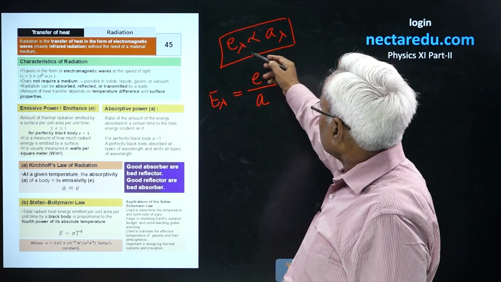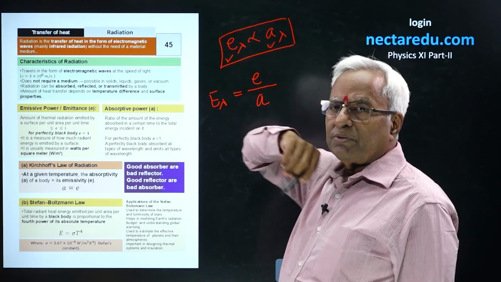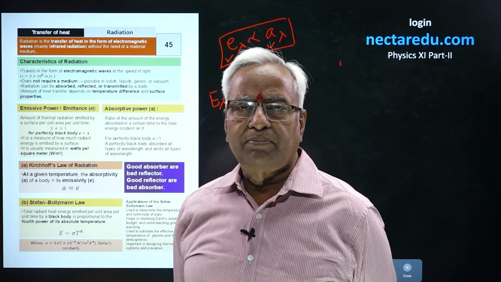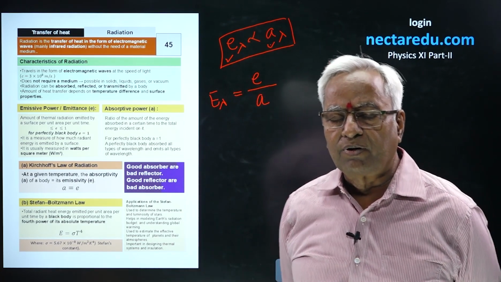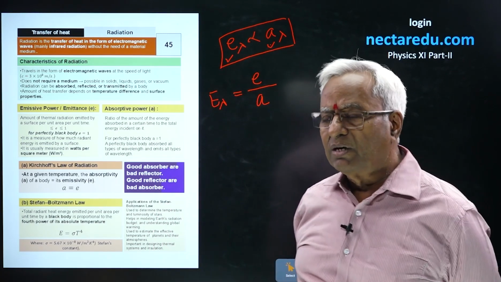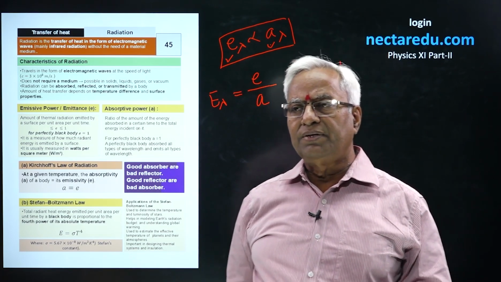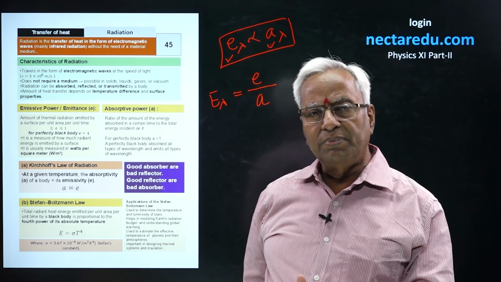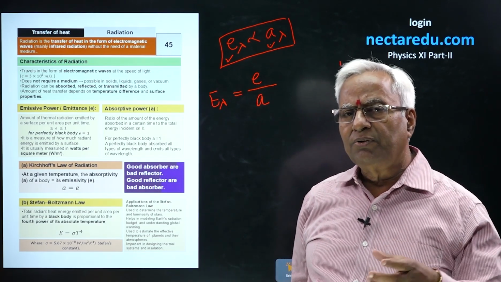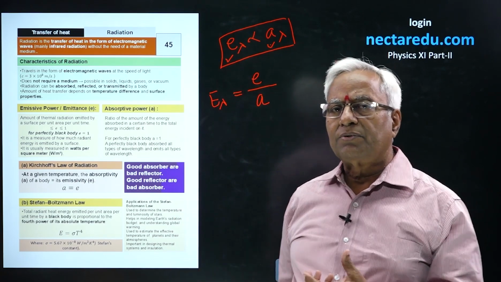It also says that if something is a good emitter, it is obviously going to be a good absorber. Suppose you consider the sun as a perfectly black body, that means it is capable of absorbing all the colors, wavelengths incident on it. It means it is capable of emitting also. So it goes with everybody. If it is a very good emitter, it is going to be a very good absorber. Good emitters are good absorbers.